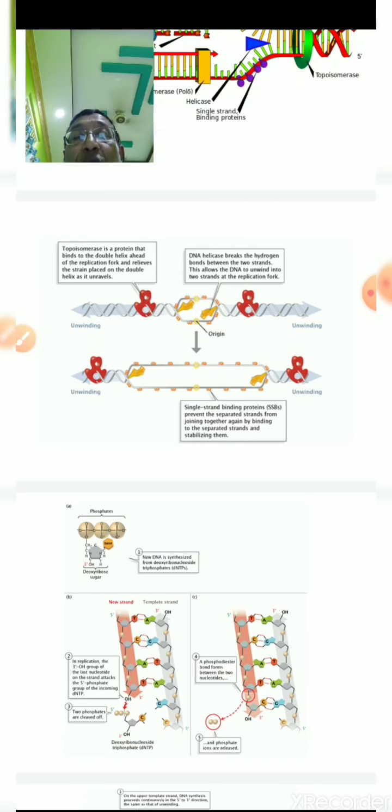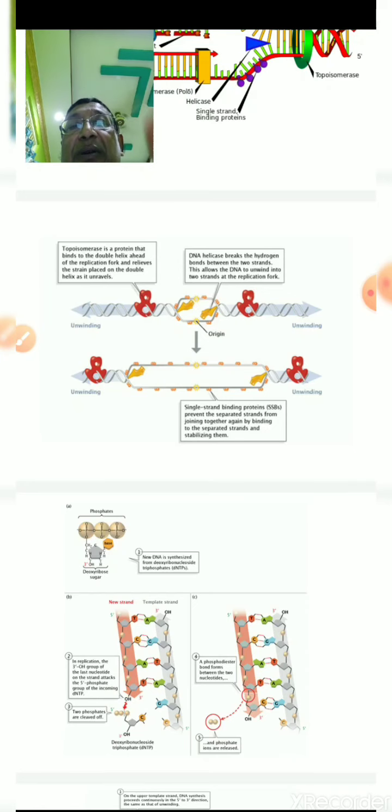there are two structures of the DNA. Now it is shown in the first structure. I have shown this is the unwound DNA. This is the unwinding DNA. In this unwinding DNA, first you see topoisomerase, the protein that binds to the double helix ahead of the replication fork and relieves the strain placed on the double helix. It unravels. Okay, so this is the topoisomerase.